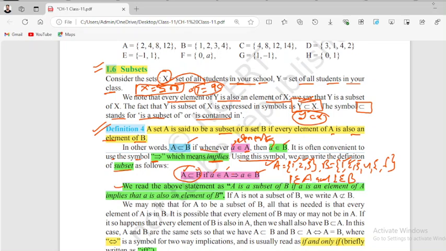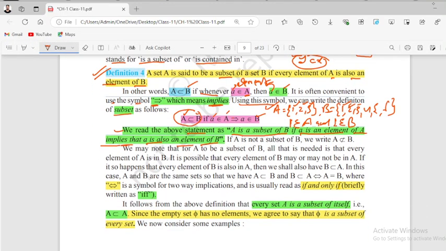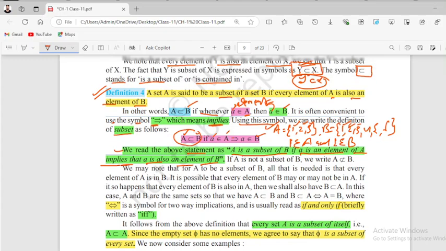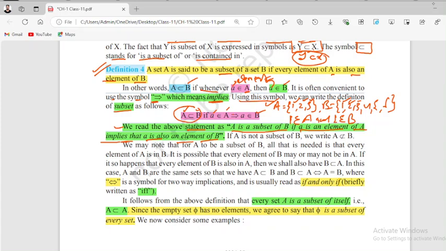Now we read the above statement as: A is a subset of B if a is an element of A implies that a is also an element of B. So basically this is a representation of a subset. A is a subset of B. So we can represent it, this is the example.